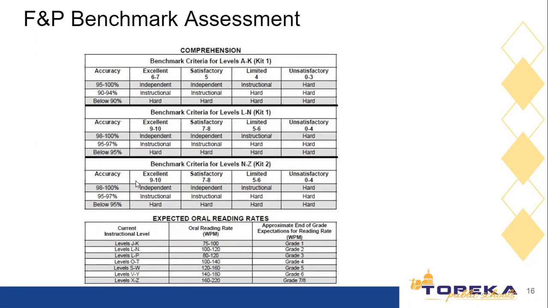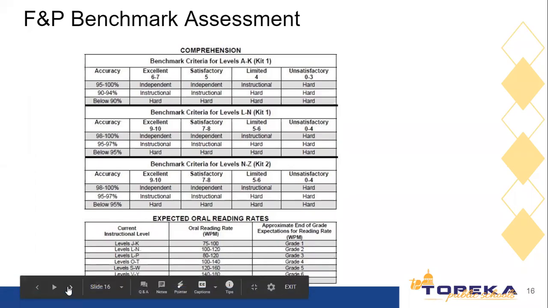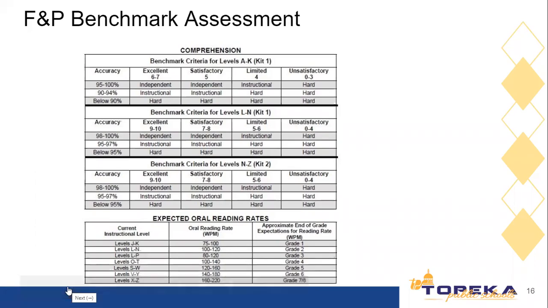For example, if I look at benchmark criteria levels N through Z, and I look at 95 to 97% accuracy, notice that a score of 7 to 10 on comprehension gives us an instructional level. Your coach will be able to give you more information on that, but I wanted you to see how you determine that.